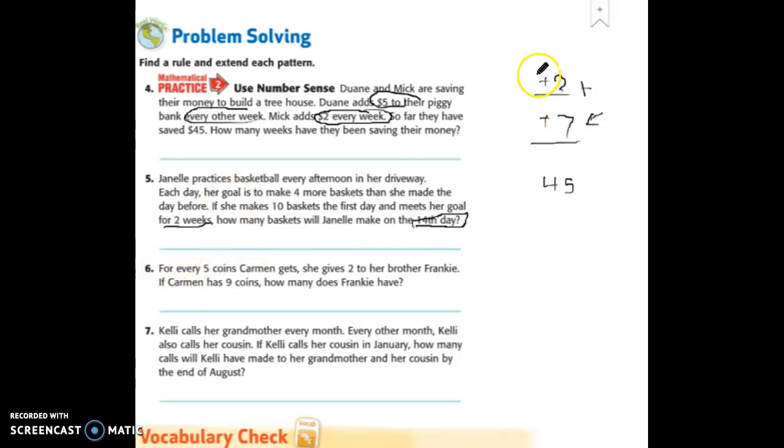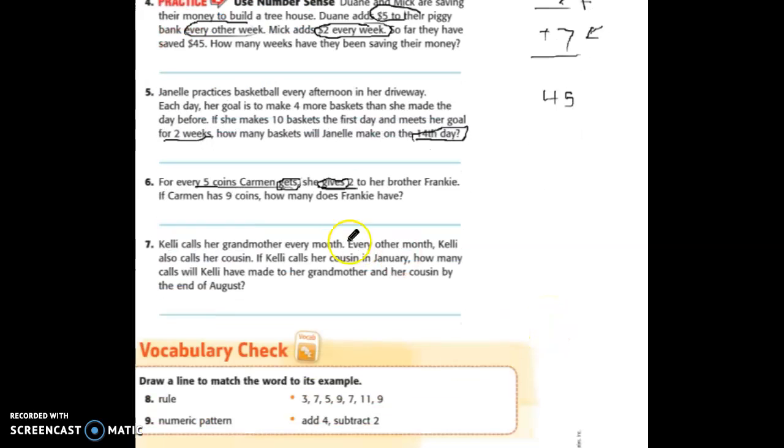Now this one is another repeated pattern. Every 5 coins she gets, she gives 2 to her brother. And we've talked about getting and giving and what operation that means. So that's the only clue I'm going to give you on that. But it is an A-B operation pattern, basically.